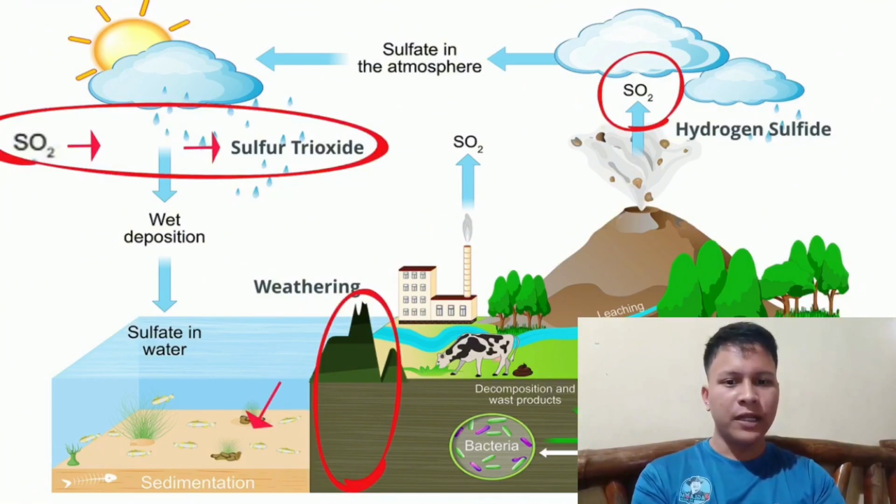As the sulfur dioxide is released into the atmosphere, it reacts with the oxygen in the atmosphere and creates sulfur trioxide. The sulfur trioxide reacts with water in the atmosphere to produce sulfuric acid.